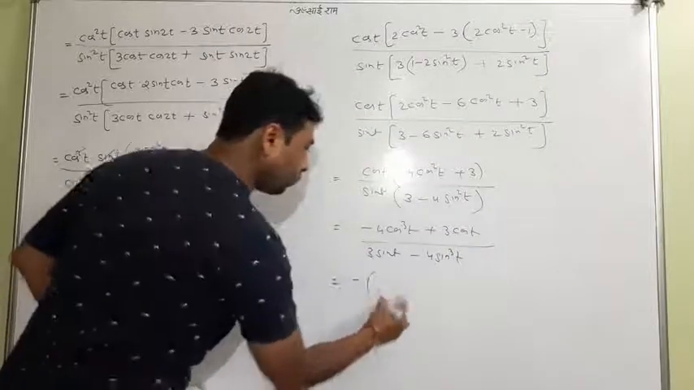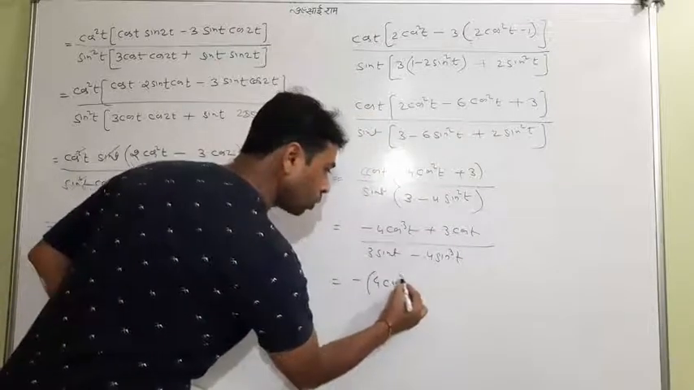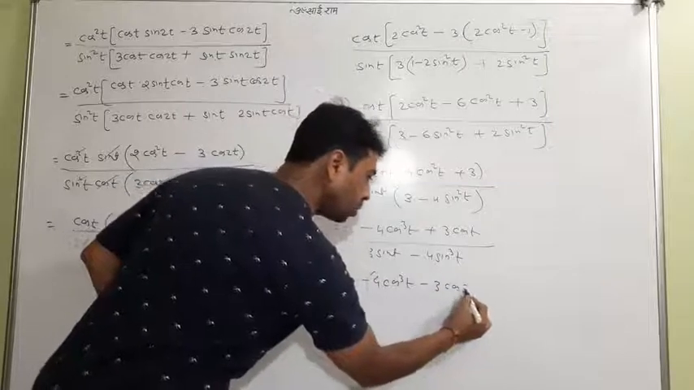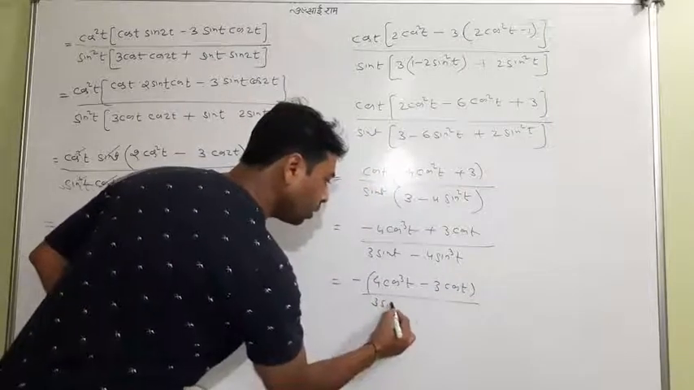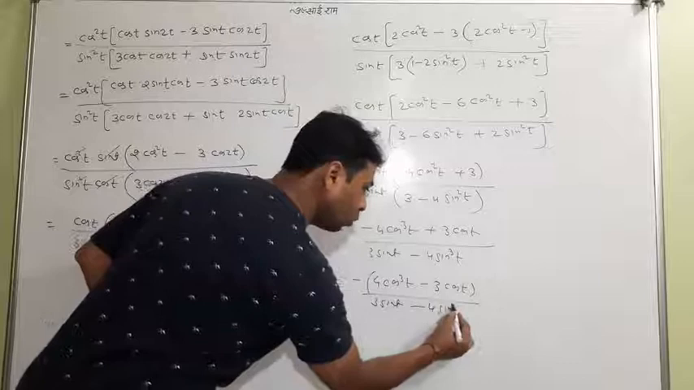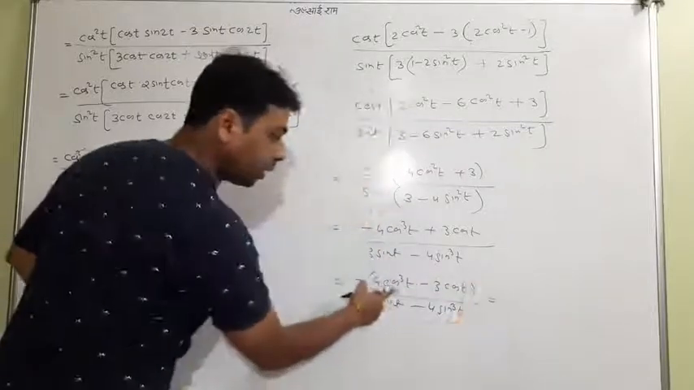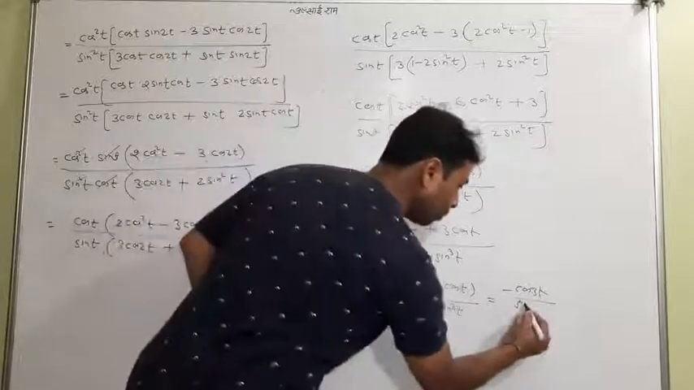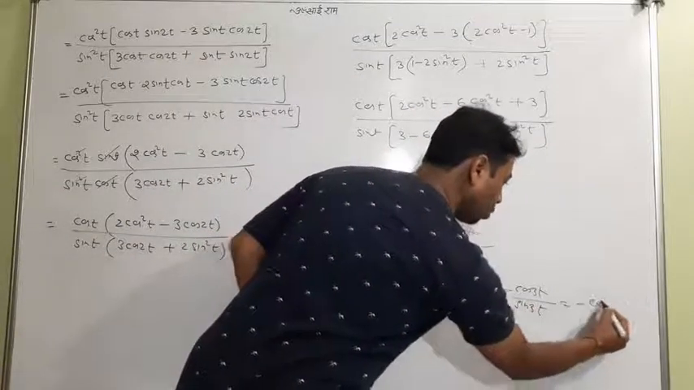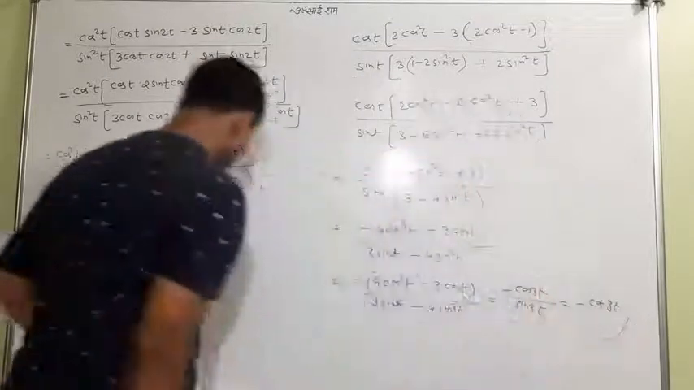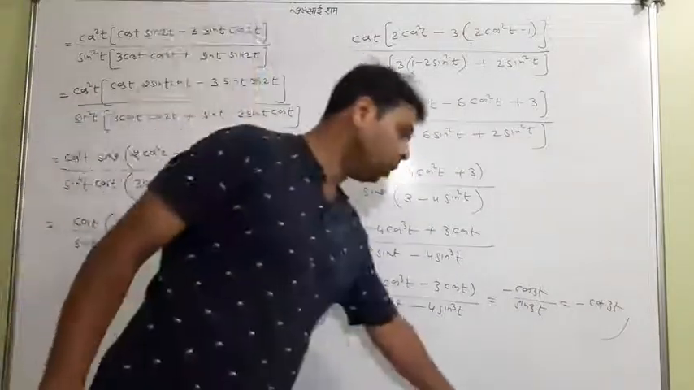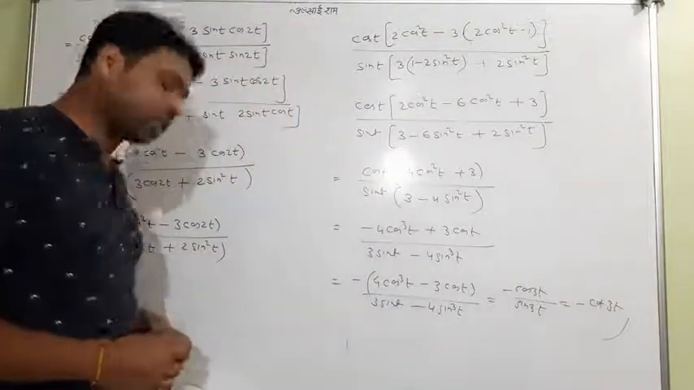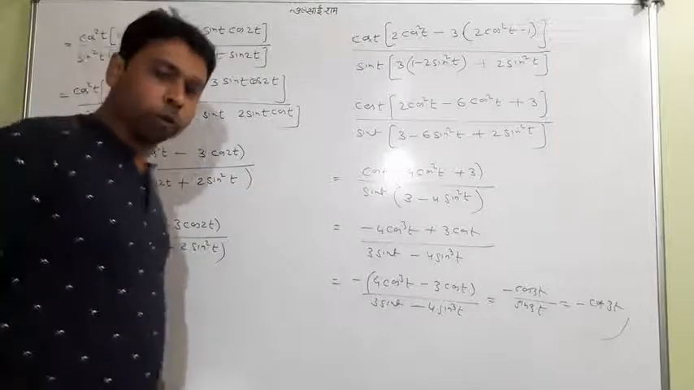Take out common from the upside: 4 cos cube t minus 3 cos t, whole upon 3 sin t minus 4 sin cube t. And the pleasure is to tell you that this is cos 3t and the downside is sin 3t. So the whole long answer here became cot 3t, and that's the answer. So I think time has gone over. Exercise 5.6 is on you. Tomorrow we'll discuss a few questions and go further. Thank you.